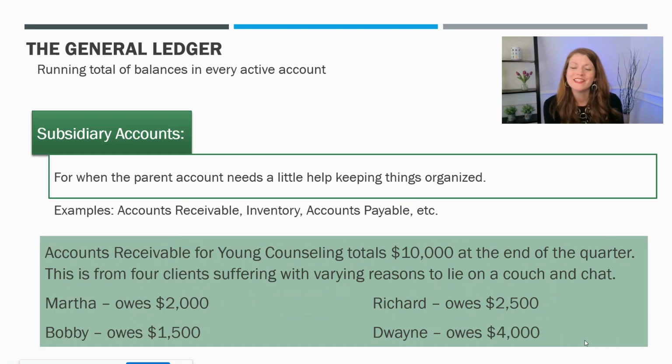All right, we are in chapter 2 of intermediate accounting. This is the third video. So we are going to start talking about the general ledger.